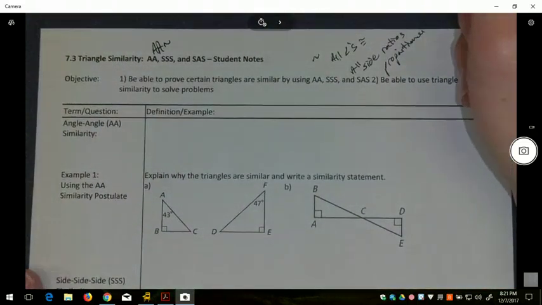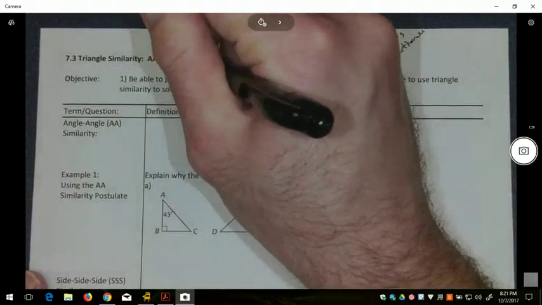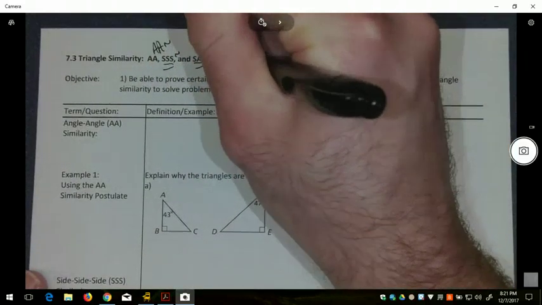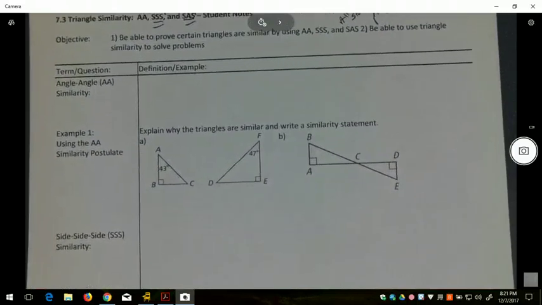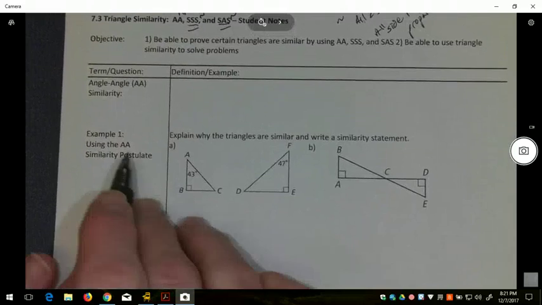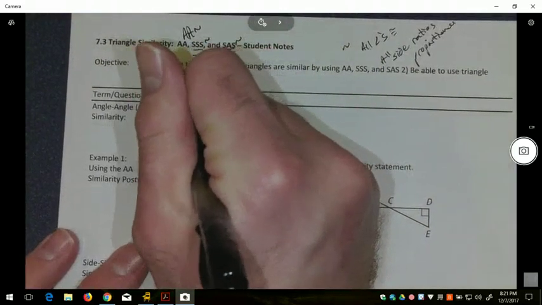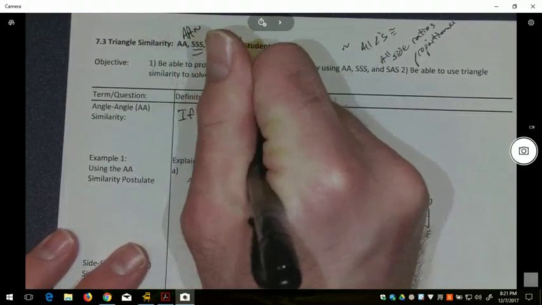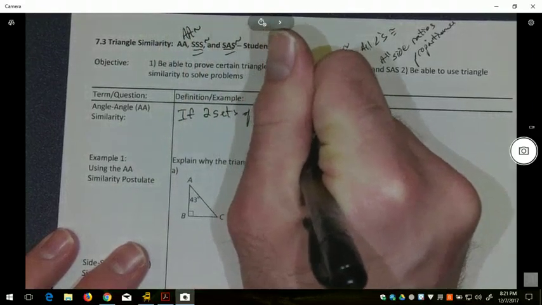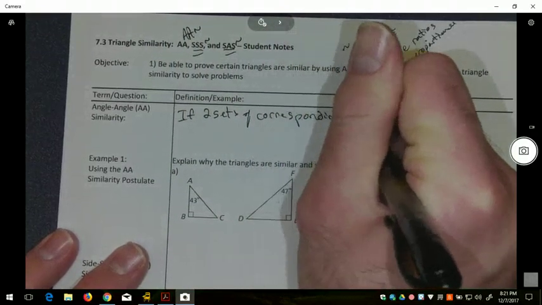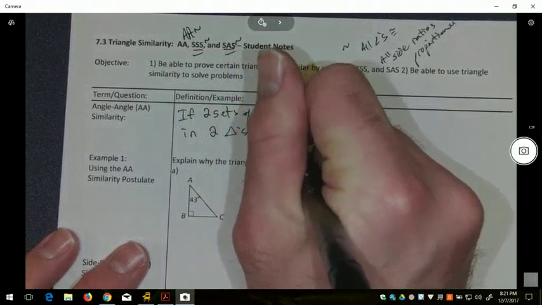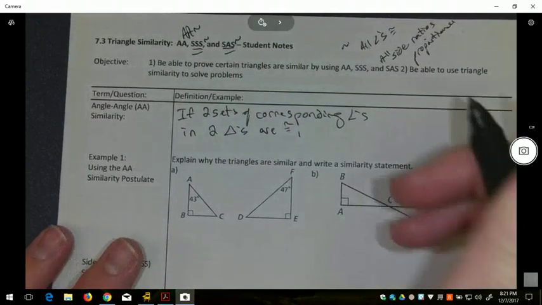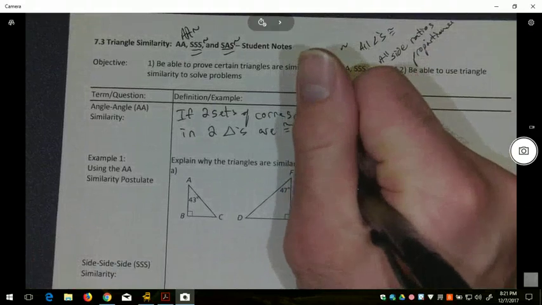That's actually a postulate. Then we have side-side-side similarity. That's a theorem, and side-angle-side similarity, which is another theorem. We're not going to prove them. We're going to use them in proofs. So angle-angle similarity says that if two sets of corresponding angles in two triangles are congruent, then the triangles are similar.